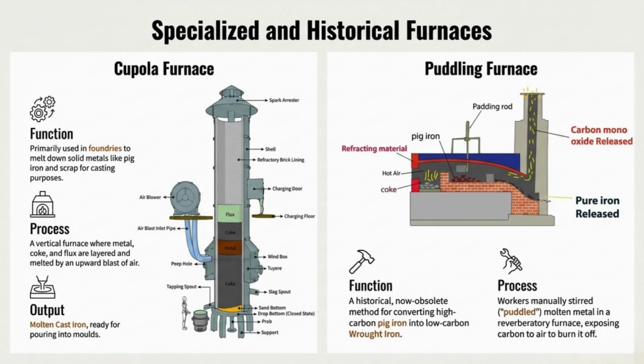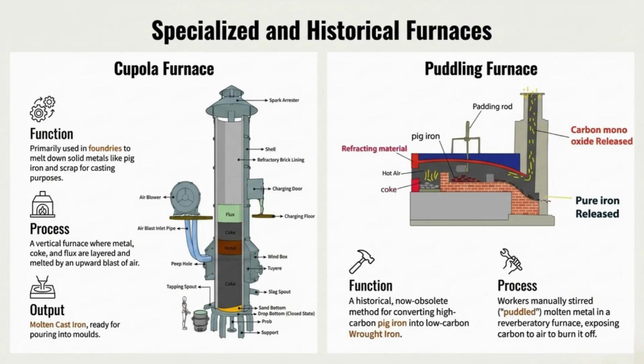While modern steel production is dominated by massive oxygen and electric furnaces, the industry still utilizes specialized equipment for specific needs, and we owe our modern capabilities to the historical methods that came before. Let's examine the cupola furnace and the puddling furnace to understand these different paths.